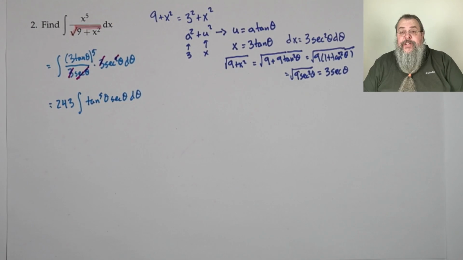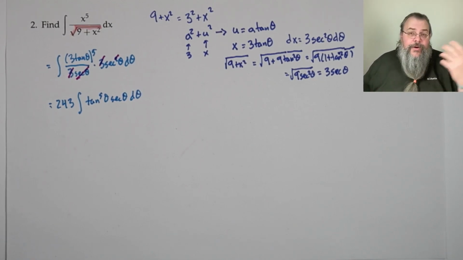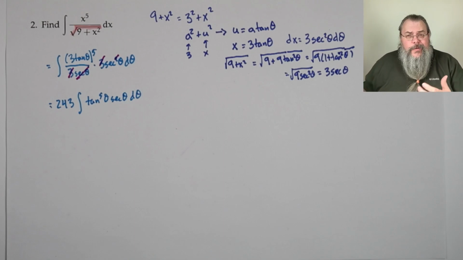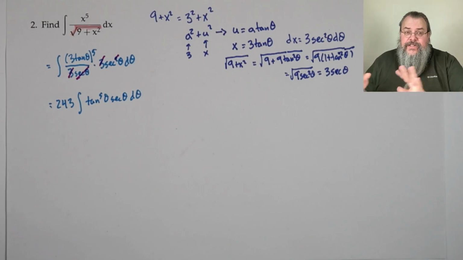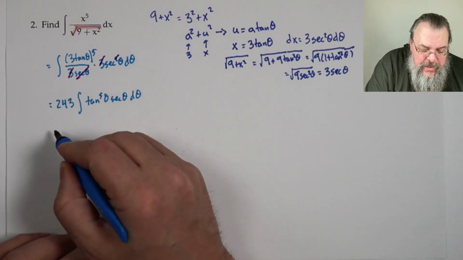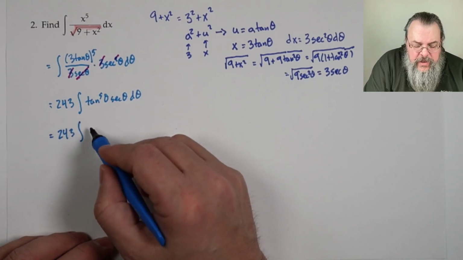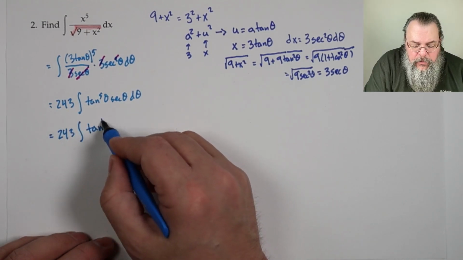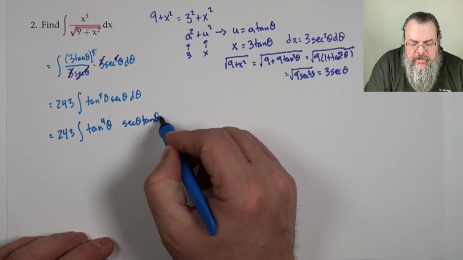Now, at this point, if you see an integral with tangents and secants, you start doing a mental computation. Can I pull off a secant squared, or can I pull off a secant tangent? It doesn't look like we can pull off a secant squared here, because there's only one secant. But we can pull off a secant tangent. So let's do that and see what that gives us. That would be 243 times the integral of tangent to the fourth, because I'm pulling off one of those, secant theta tangent theta d theta.